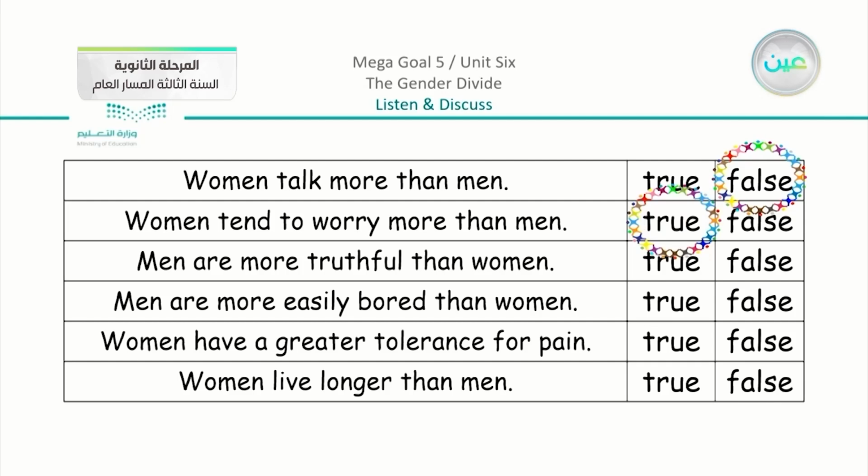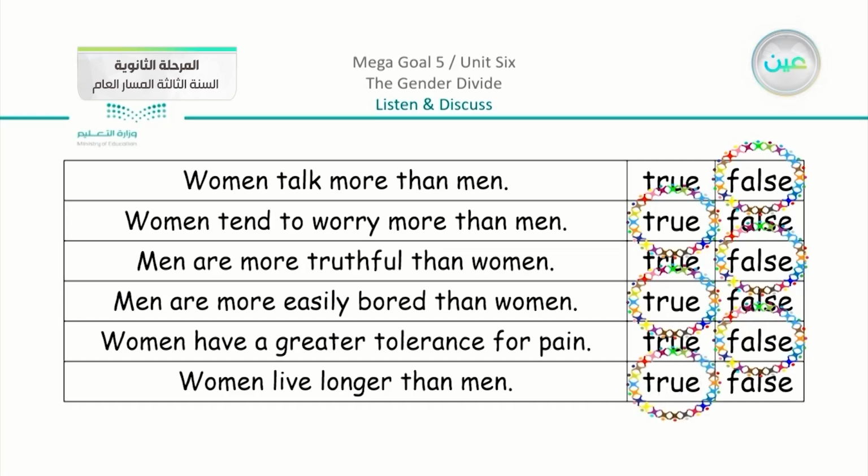Men are more truthful than women. This is false. So we said that they are together the same, equally. Men are more easily bored than women. This is true. Women have a greater tolerance for pain, so we discovered that this is false. And the last part, women live longer than men. We mentioned the life expectancy, which means that this one is true.